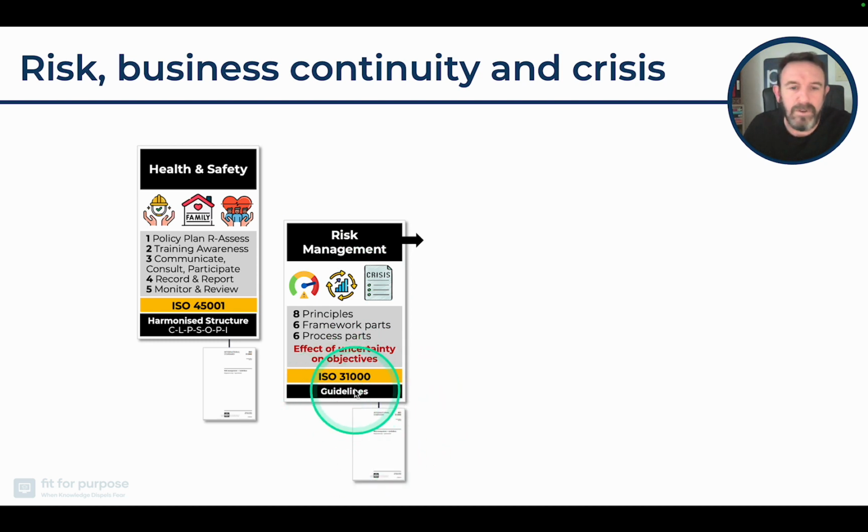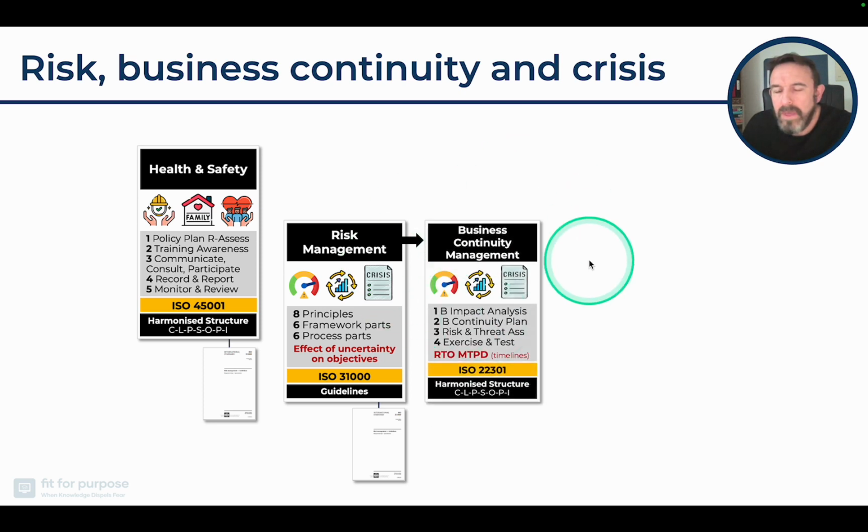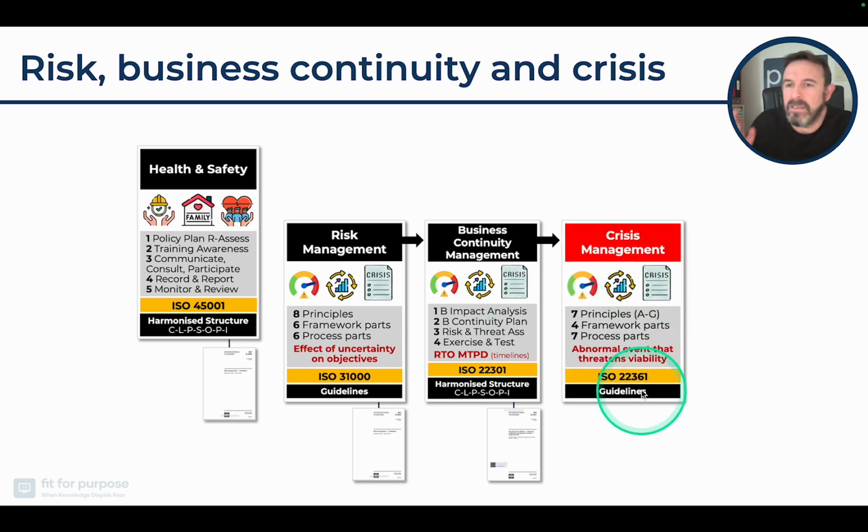It's not a certifiable standard. It's got 8, 6 and 6 for principles, frameworks and processes. We then have business continuity, which is extrinsically linked, and that is a certifiable standard, 22301. And then we also have crisis management, another standard, but it is only a guideline. That itself has 7 principles, 4 framework parts and 7 process parts. So we can see the difference here.